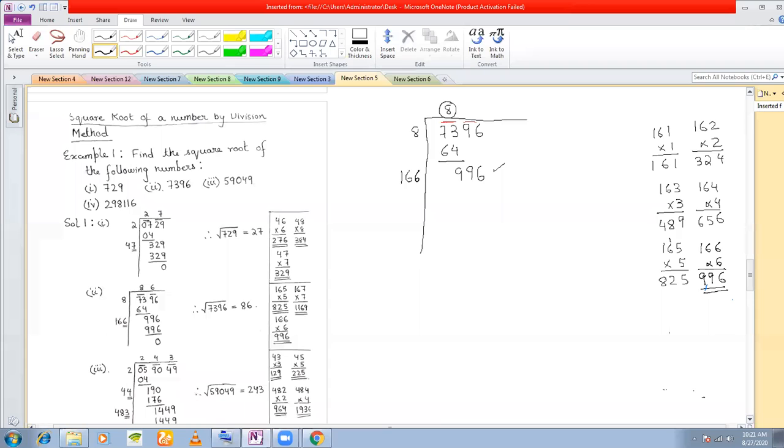Okay, so we keep this 6 here, and this 6 we write here also between 9 and 6. 996, this becomes 0. So therefore we write square root of 7396 is 86.